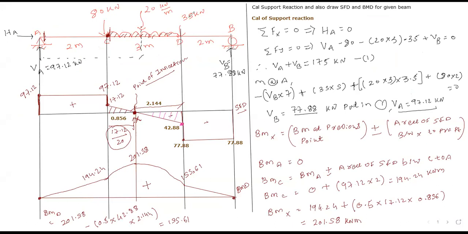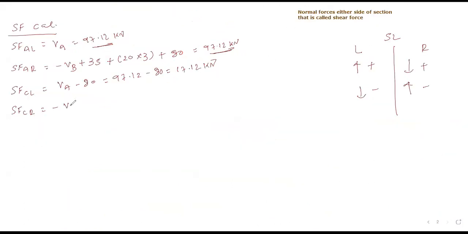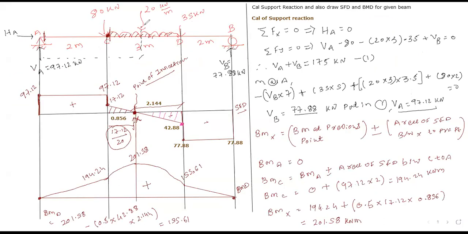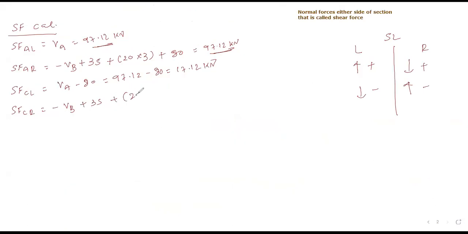VB will be seen, the 35 load will be seen, and the 20 UDL will be seen. Is it clear? Minus VB plus 35 plus 20 into 3. I hope it is clear to all of you. Clear? That is nothing but 17.12.